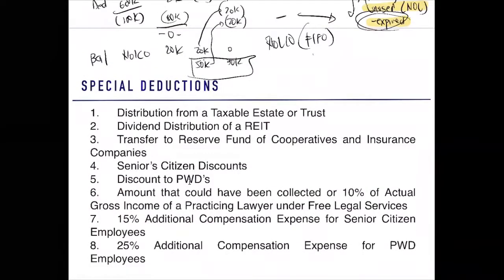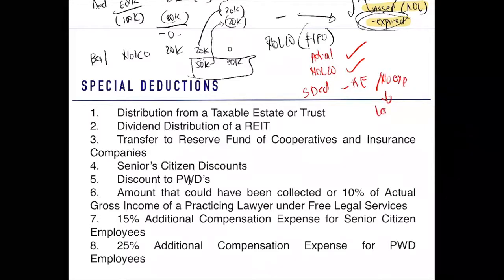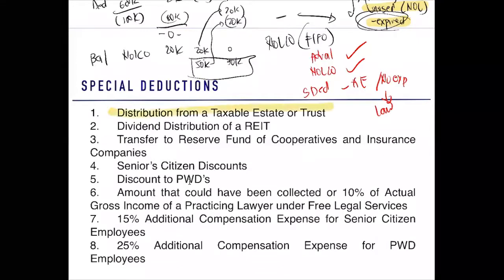Okay, so we're done now with your actual expenses. We're done now with your NOLCO. We go now with your special deductions. This one can either be an actual expense or no expense at all, but by virtue of the law, you are given a deduction. Okay, so let's take a look at your items of special deductions. First one, distribution from a taxable estate or trust.